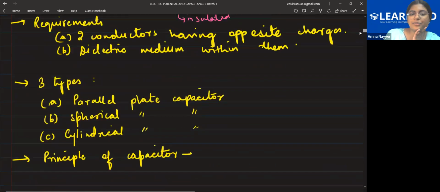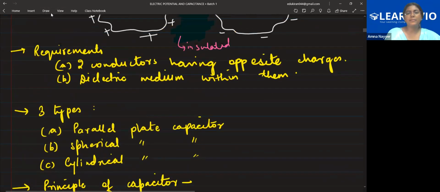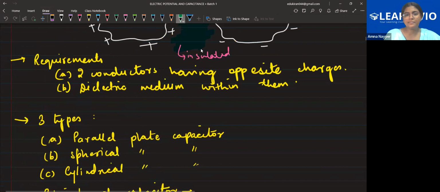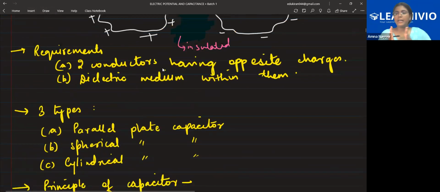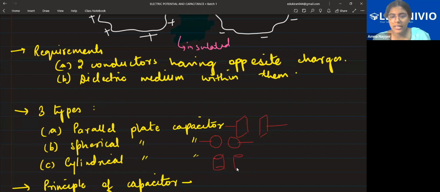Now there are three types of capacitors. What is meant by a parallel plate capacitor? Parallel plate capacitor basically means square or rectangular flat plates are taken and they are kept like this, and this is how the capacitor is constructed. If these plates are in the form of spheres, then we say this is a spherical capacitor. If these are cylindrical, then it's a cylindrical capacitor. So these are the three types of capacitors.